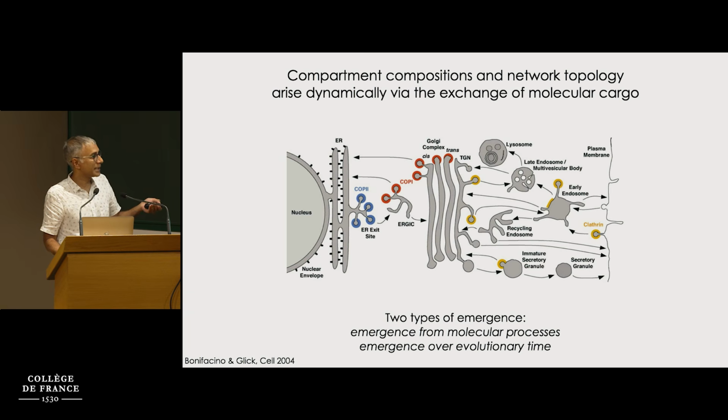One is the emergence, when you're thinking about it as a physicist, of this very non-random organization from basic molecular processes, and the other is the emergence of the system from simpler ancestral states over evolutionary time.